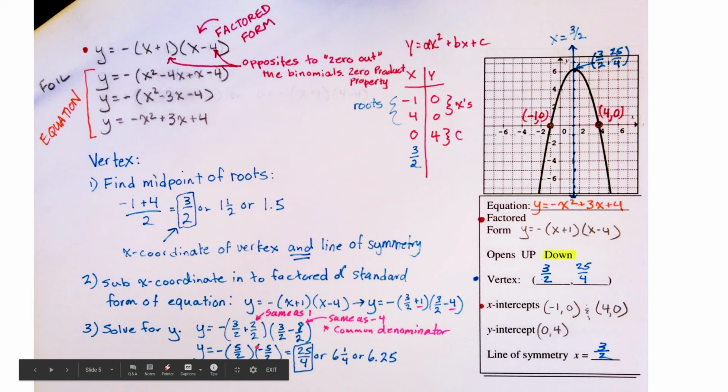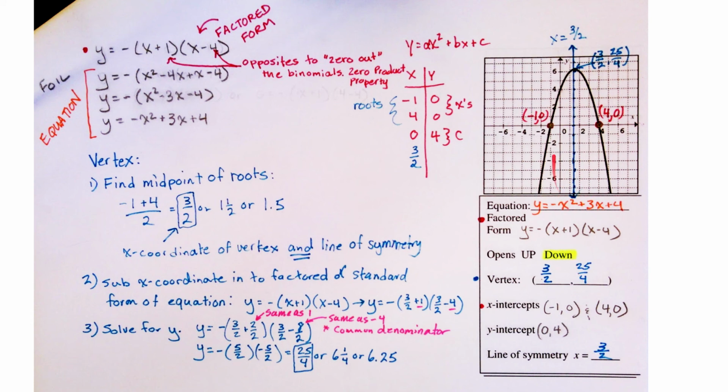5 times 5 is 25, negative times negative is positive, 2 times 2 is 4, so it becomes 6.25. So then that's the y coordinate of the vertex. I label my points and draw my line of symmetry or axis of symmetry, and I'm good to go.